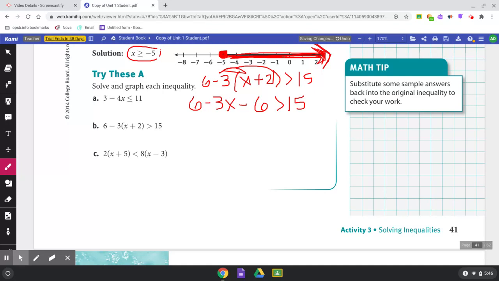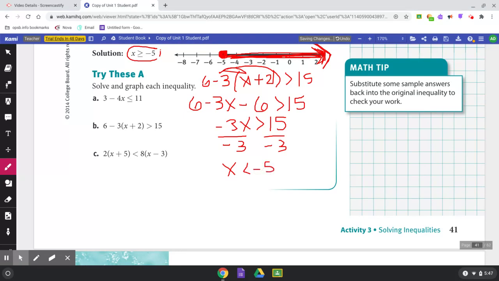Now we have like terms that we need to combine. 6 and -6 are like terms, so 6 minus 6 gives you 0. That leaves you with -3x is greater than 15. Now we need to isolate the variable by dividing by -3. Remember, when you divide by a negative number, you flip your inequality symbol. So now we've got x is less than -5.